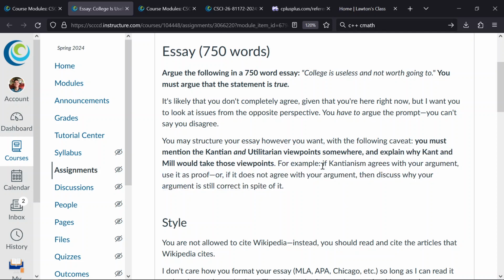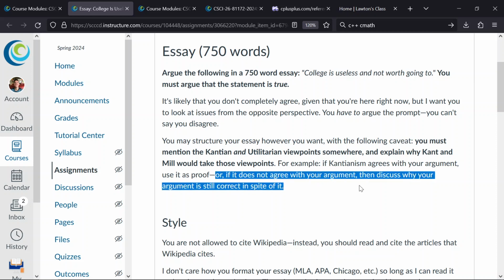Here is an example. If you say Kantianism is totally on board with college being useless, in that case, use it as firepower. Say, this is why it is correct. This is why Kant would be right. Or if you have determined that Kantianism is a bad thing, and Kant would say, yeah, I love college, we should all go to college, and you really think that Kant would say that, then you have to bash his ideas down. You have to discuss why your argument is still correct, even though Kant would say the other thing.